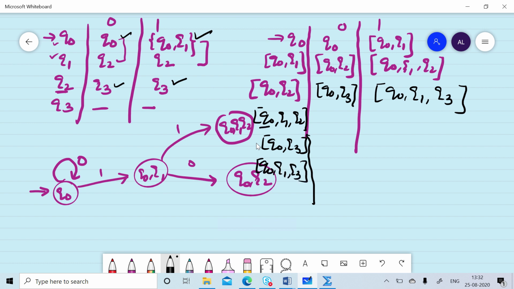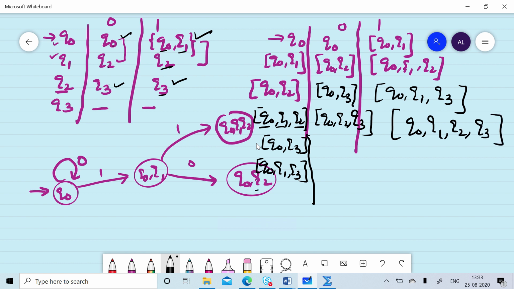So we will observe Q0, Q1, Q2 at a time. So we will get Q0, Q2, Q3 under 0 and under 1 we will get Q0, Q1, Q2, Q3. So we will take Q0, Q2, Q3 and Q0, Q1, Q2, Q3.